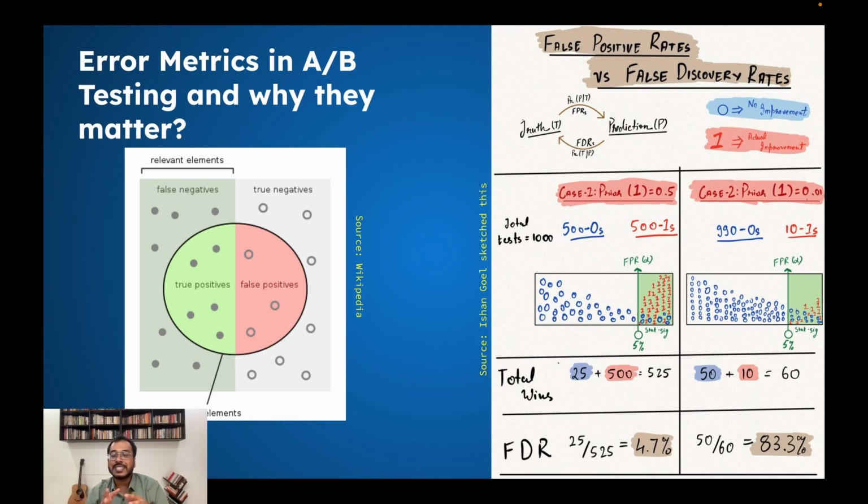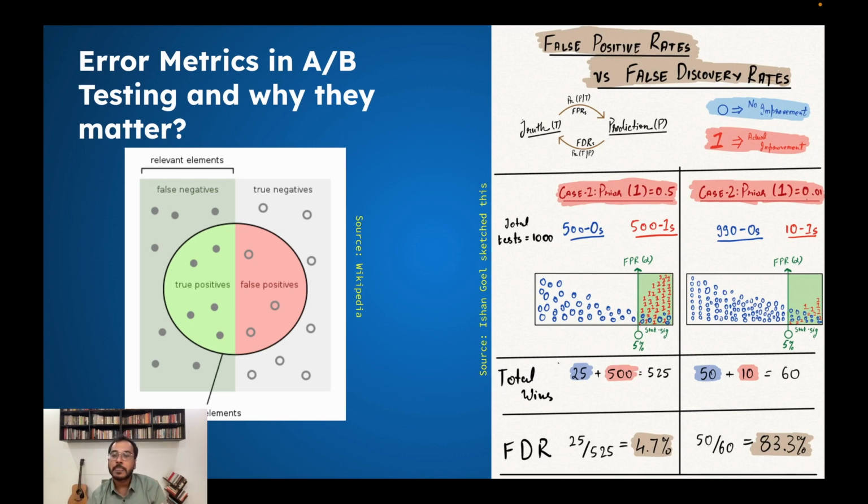So in this case, out of those 990, with a 5% false positive rate, rounding off, you get 50 winners, and you get these 10 AB tests as winners. So in total, you got 60 winners, out of which 50 were bogus. So effectively, we have kept the false positive rate the same in both situations, but your false discovery rate has gone from 4.7% to 83.3%.